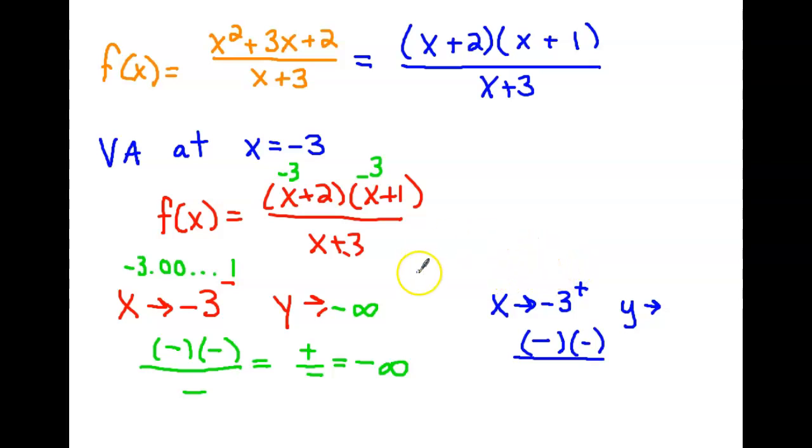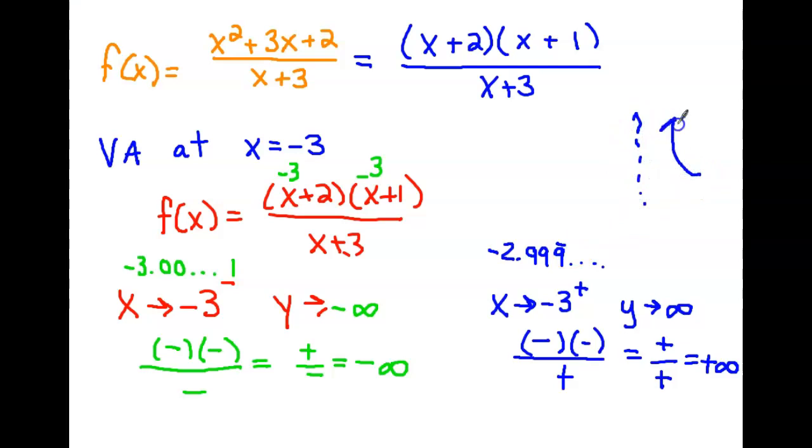So not as negative as negative 3. So something like negative 2.999 repeating forever, right? If we add 3 to that, you should see that you get a positive result. Well, a negative times a negative is a positive, and then a positive in the denominator is a positive. A positive divided by a positive is a positive, so that means that the graph is going to positive infinity. So here's what we know. To the right of the asymptote, the graph is going to positive infinity, and to the left of the asymptote, the graph is going to negative infinity.